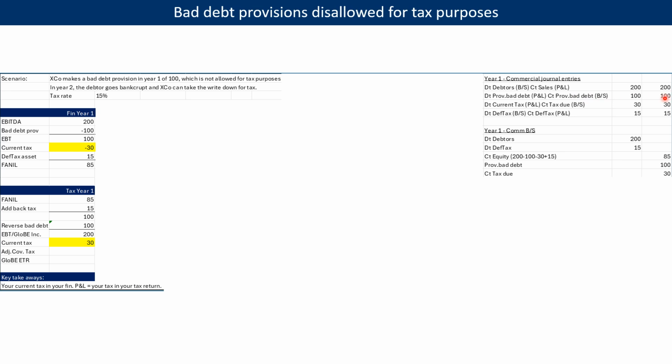So our current tax we need to go and calculate. Let's just do that. We'll ignore the final and add back. We'll simply start with that. We have an EBT of 100, but we've got to add back the bad debt provision that we cannot deduct for tax purposes. So we end up with 200.